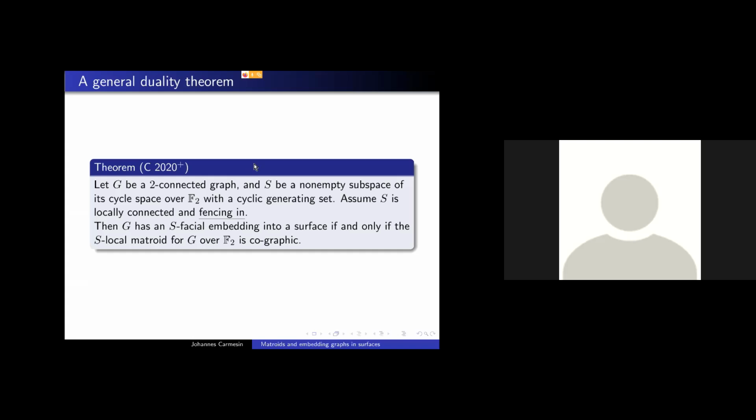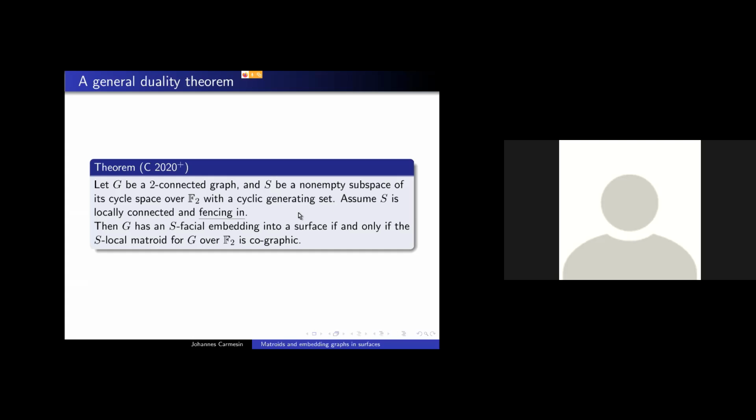Right, so what is this version saying? G is just some two-connected graph, and S is a non-empty subspace of its cycle space over F2. The only way we're going to apply this theorem will be when S is the circuit space of this R local matroid we defined earlier. So S is the set generated by the bounded cycles. That's the only way we're going to apply this. And it has a cyclic generating set.